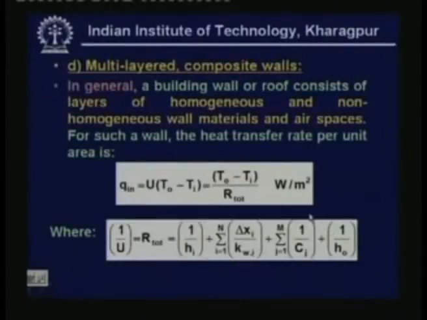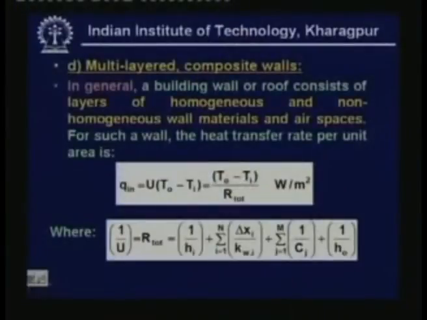Now let us look at a combined wall, a multi-layered composite wall. So in general, a building wall or roof consists of layers of homogeneous and non-homogeneous wall materials and air spaces. That means the same wall may consist of several layers. One layer may consist of a homogeneous material, second layer may consist of a non-homogeneous material, third layer may consist of an air space, and so on. So this kind of a wall is known as a composite wall or a multi-layered wall.